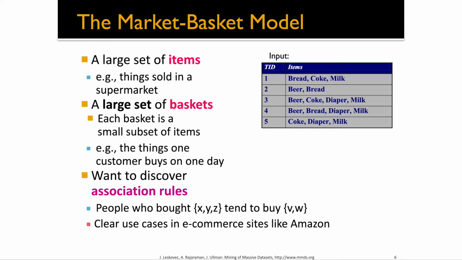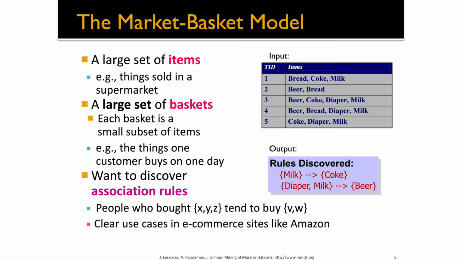We can clearly see there's value for this kind of thing in terms of e-commerce, Amazon, recommendation systems. So what we may see from this set of baskets is that if somebody's buying milk, oftentimes they're buying Coca-Cola. If somebody's buying diapers and milk, they're oftentimes buying beer. So maybe you put these things together.